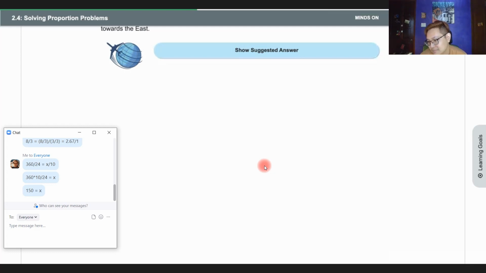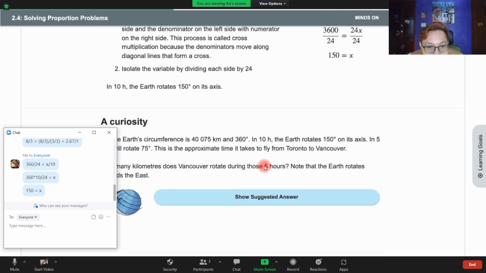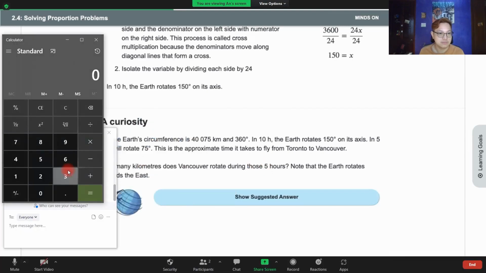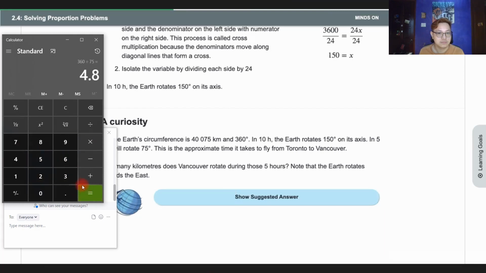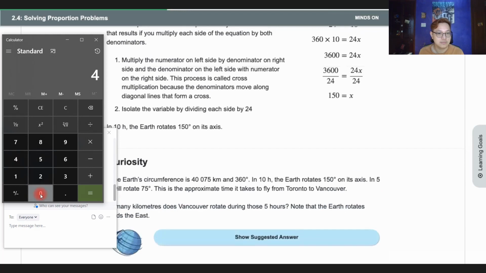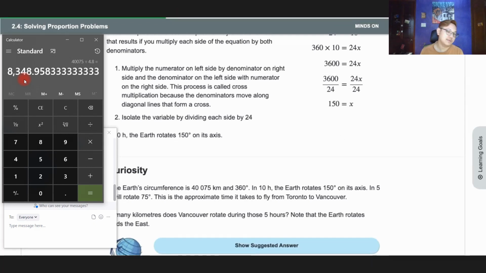So I guess the distance is about, I think, 3,000 kilometers maybe? 3,000. It shouldn't be that big. So 60, so X, 75 degrees. Oh, it's 8,348. 8,400? What? It's 8,348, yeah. That's big. Yeah, that's what I get.